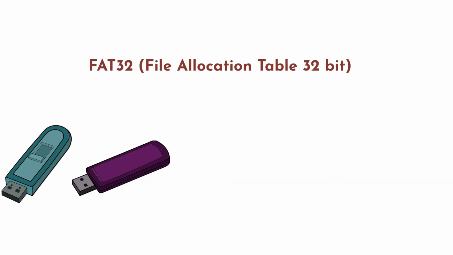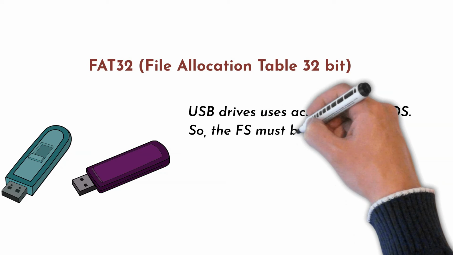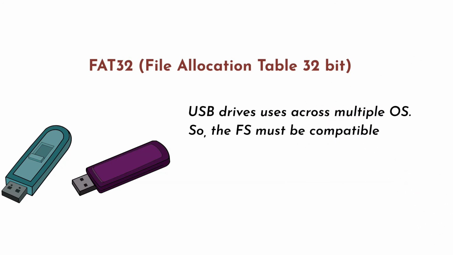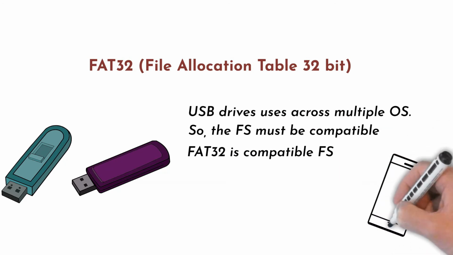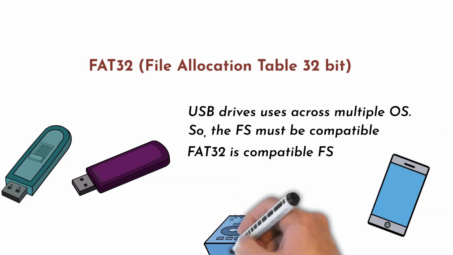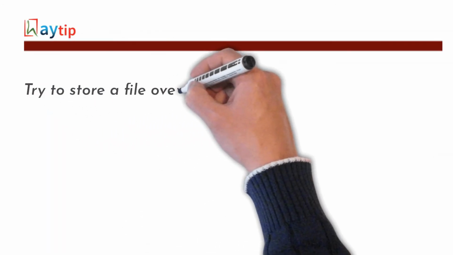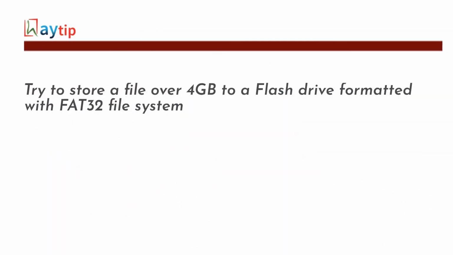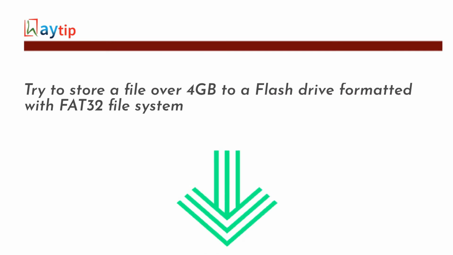Everyone might be familiar with at least one file system, FAT32, mostly used in flash drives. Flash drives are used to transport data across multiple operating systems, so it must be compatible. FAT32 is a compatible file system supported with a huge variety of devices, from smartphones, gaming consoles, cameras, etc. Try to store a file over 4 GB to a flash drive formatted with the FAT32 file system and leave your results in the comment section below.